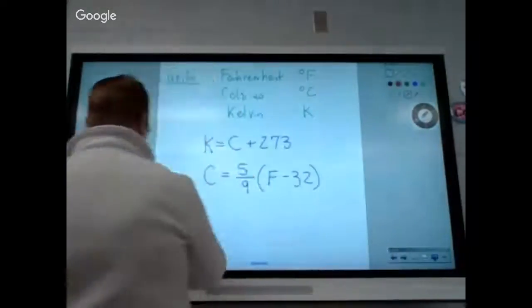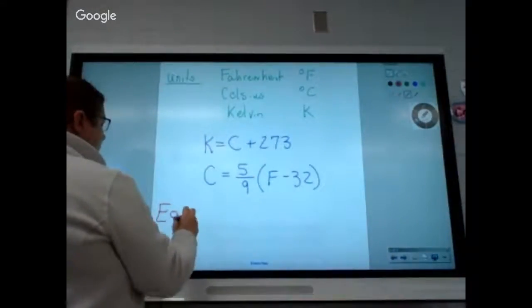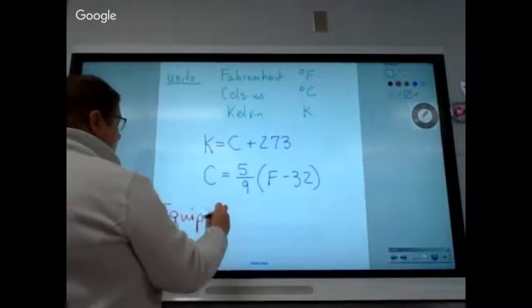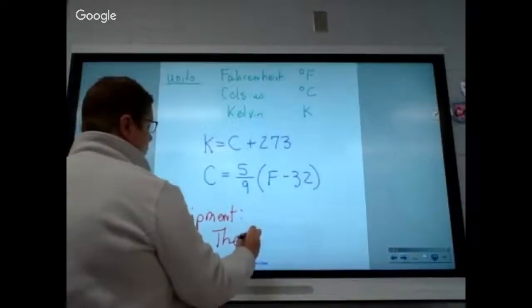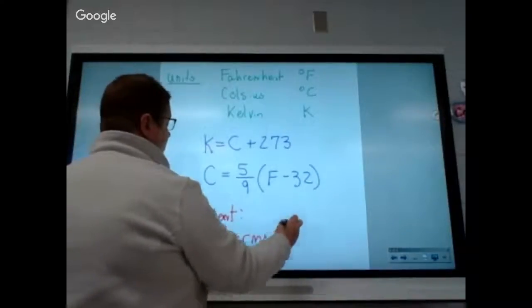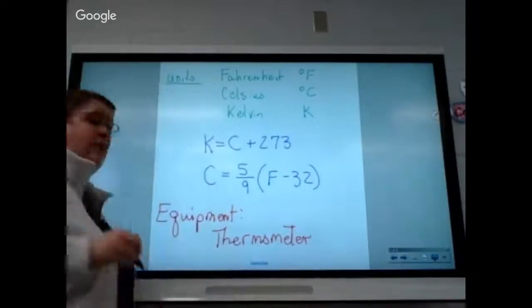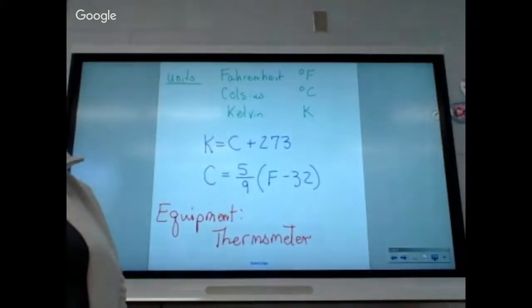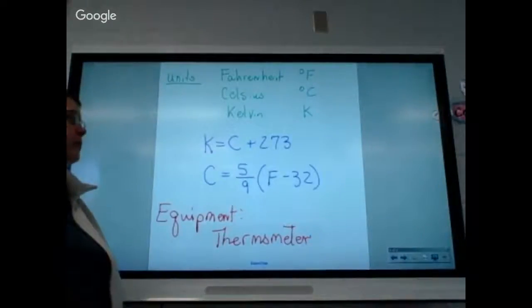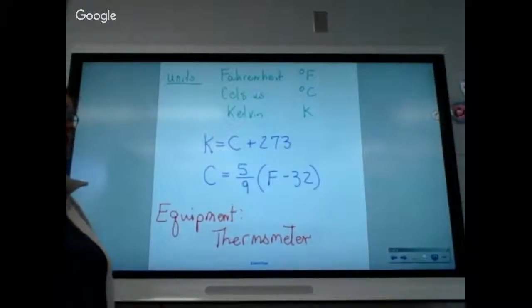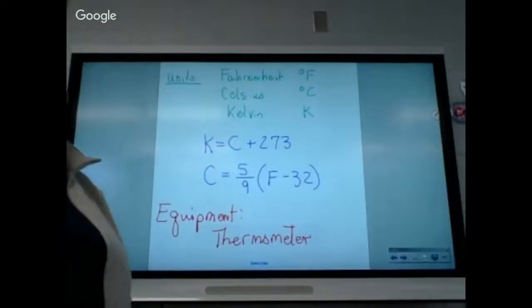Now, what's the piece of equipment that we would use to find a temperature? A thermometer. All right, and I'm only pointing this out because would we use this to find heat? Would we use this to find heat? The answer is no. Now, anybody who can't spell it, it's thermo and then meter. Okay, a thermometer is spelled thermo and then meter. Everybody got it?